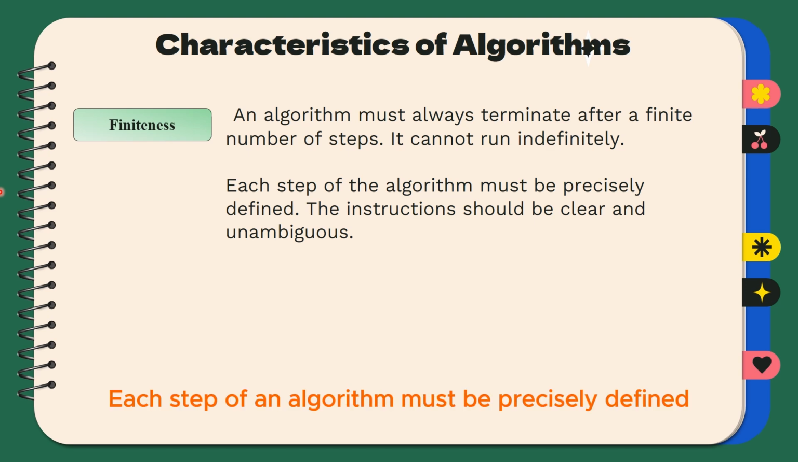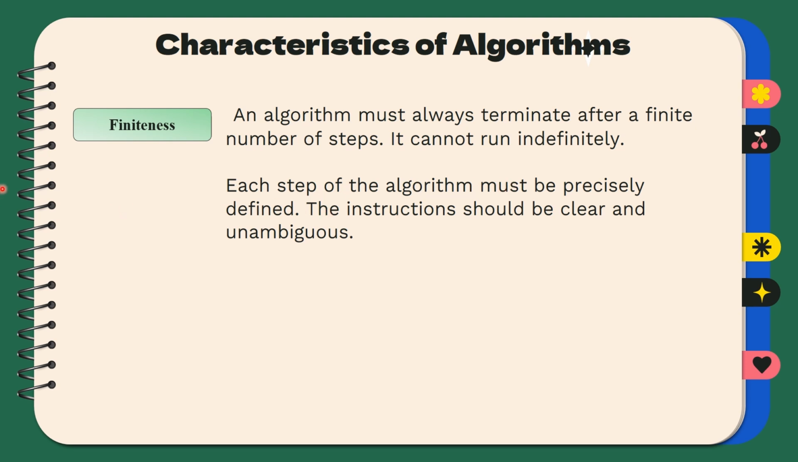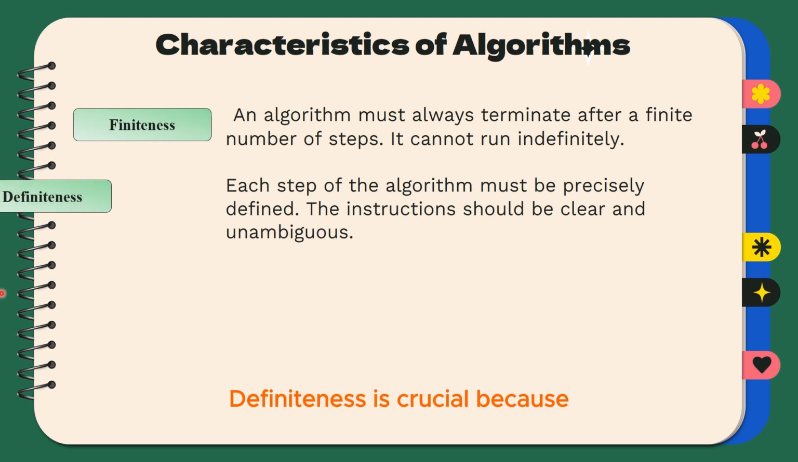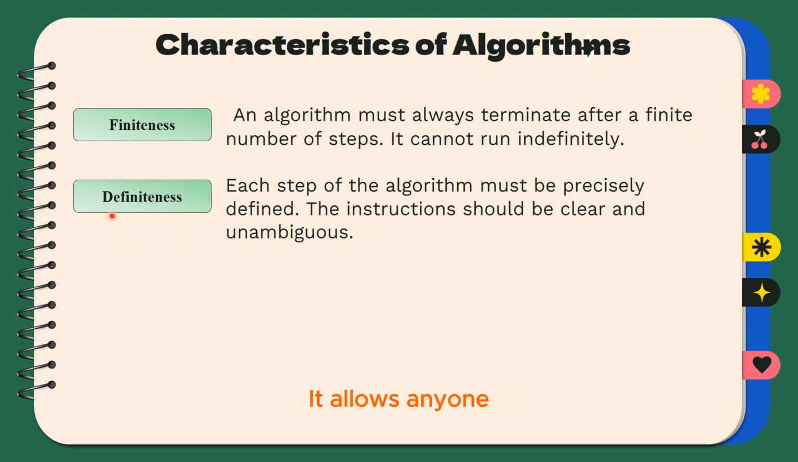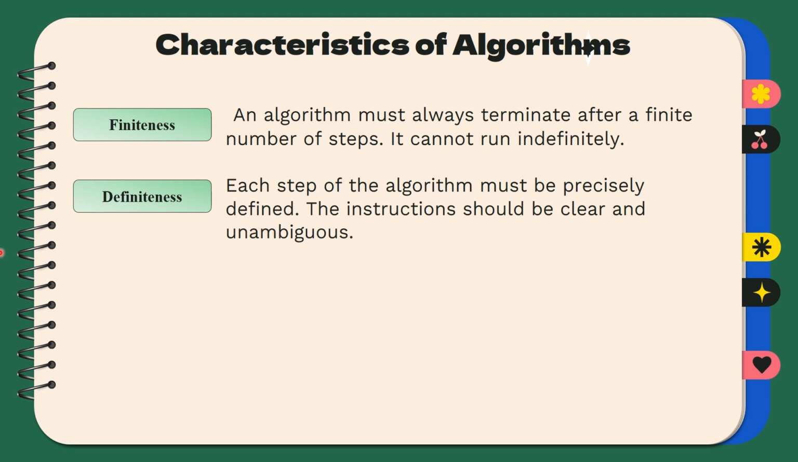Next, each step of an algorithm must be precisely defined, ensuring that the actions to be performed are clear and unambiguous. This property is known as definiteness. Definiteness is crucial because it allows anyone following the algorithm to understand exactly what to do next at each stage. Without precise definitions, the probability of misinterpretation increases, leading to errors and inefficiencies.